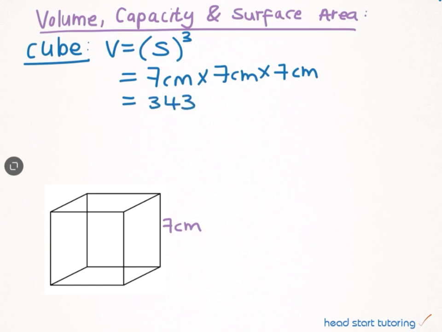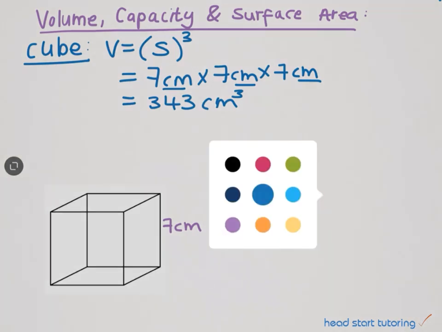343. And remember, we're multiplying our measurement as well, because there are 3 of these measurements now, we have our measurement cubed. So our answer for the volume of this cube is 7 by 7 by 7, which is 343 centimeters cubed. So that is our volume.